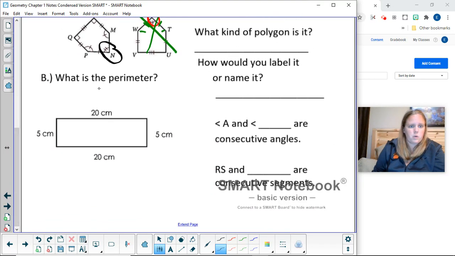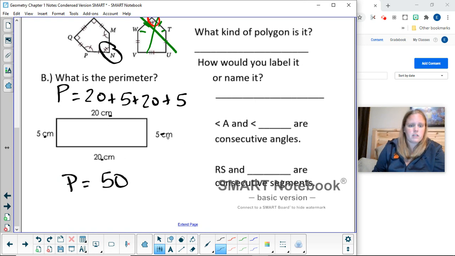All right, letter B, what is the perimeter? So here we have a parallelogram because the opposite sides are the same length. Perimeter, remember, we just add them all up. 25, 25. So 20 and 20 makes 40, 5 and 5 makes 10. So this perimeter is a length of 50. And they do have labels here. So I'm going to continue that label, 50 centimeters.